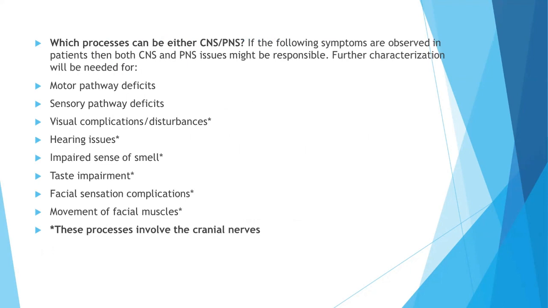Now, which processes can be either CNS or PNS? If the following symptoms are observed in a patient, both CNS and PNS issues might be responsible. For example, motor pathway defects, sensory pathway defects, visual disturbances, hearing issues, impaired sense of smell, taste impairment, facial sensation complications, movement of facial muscles. All these processes involve the cranial nerves, right?